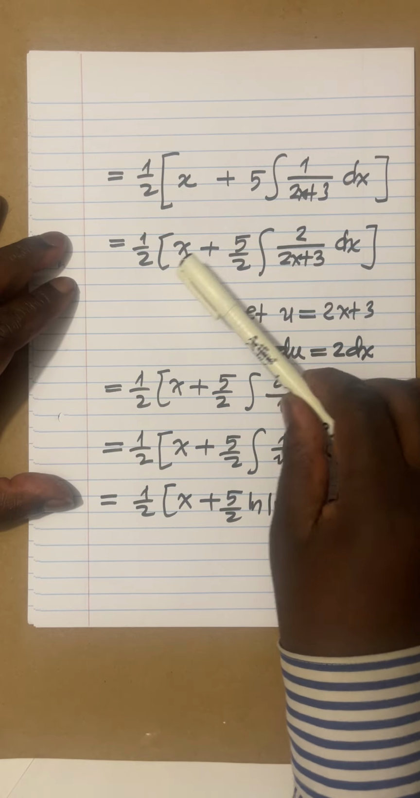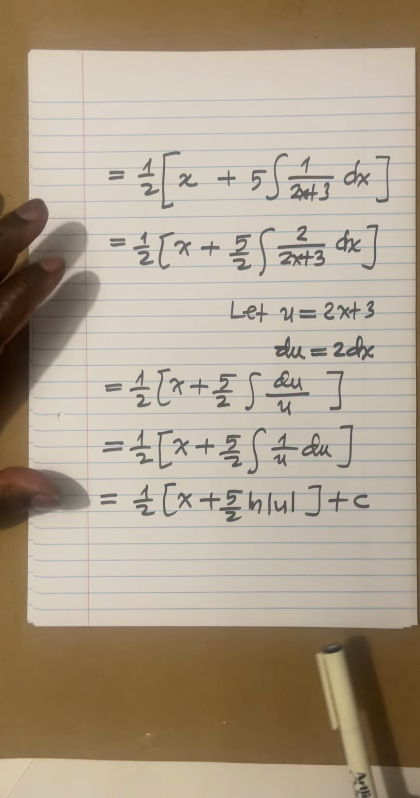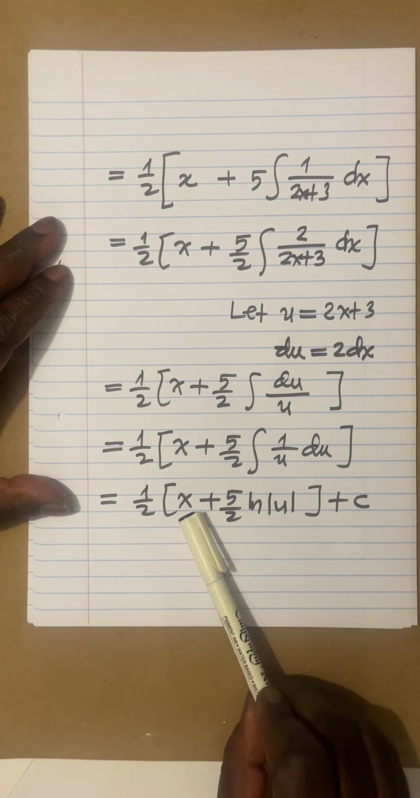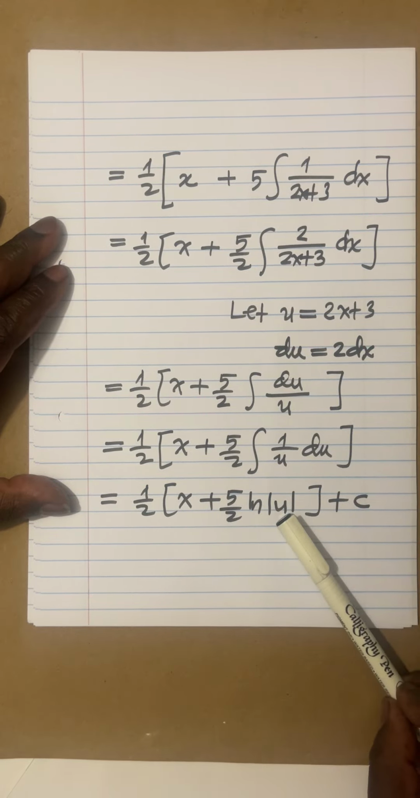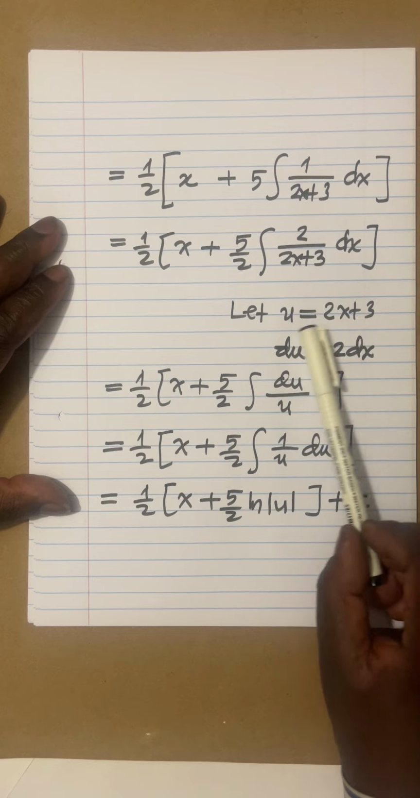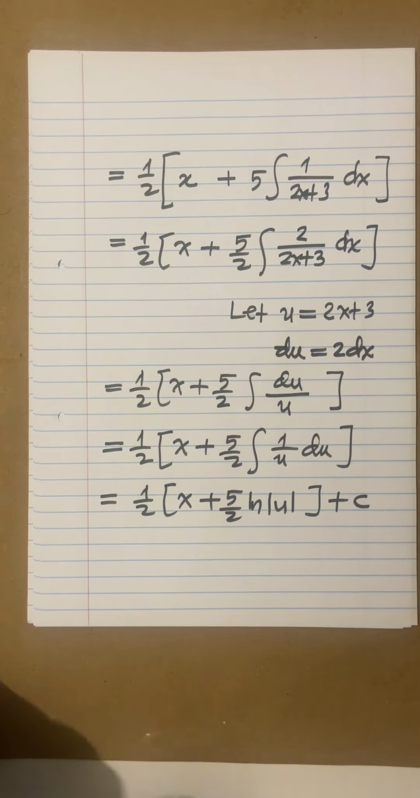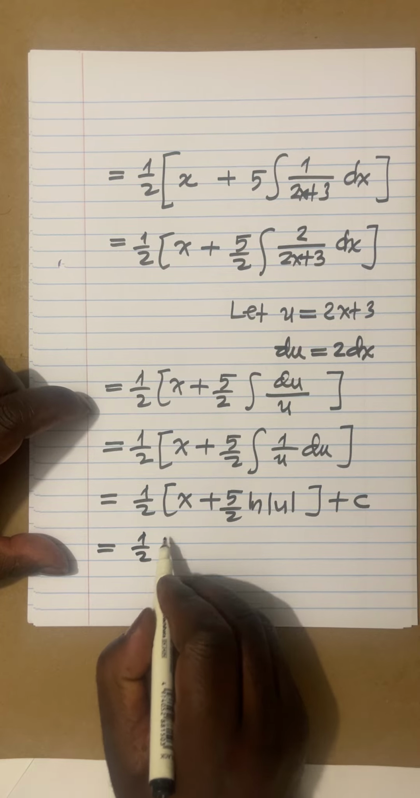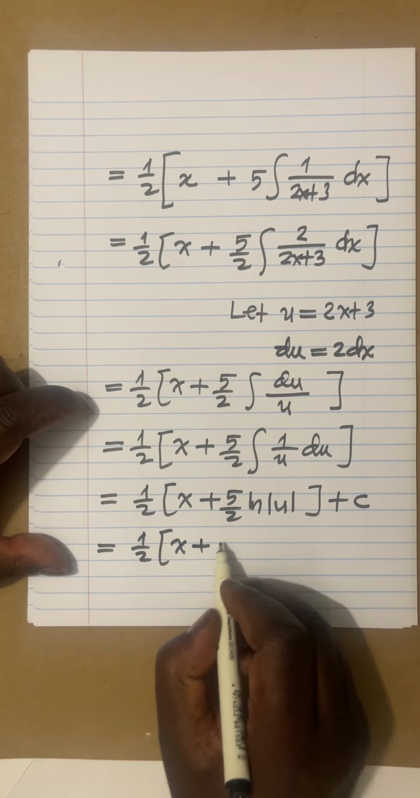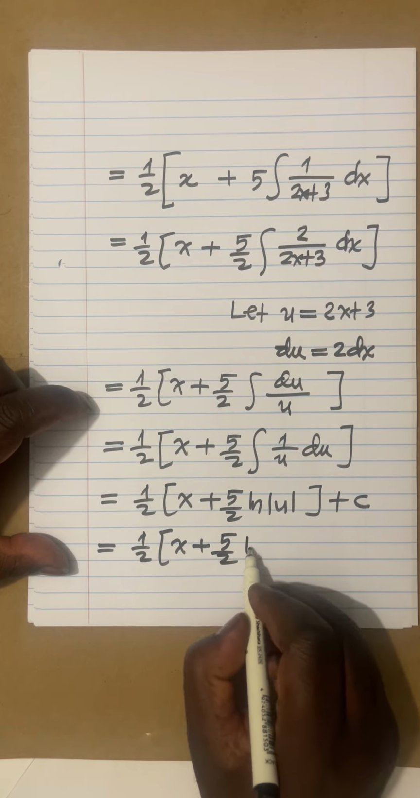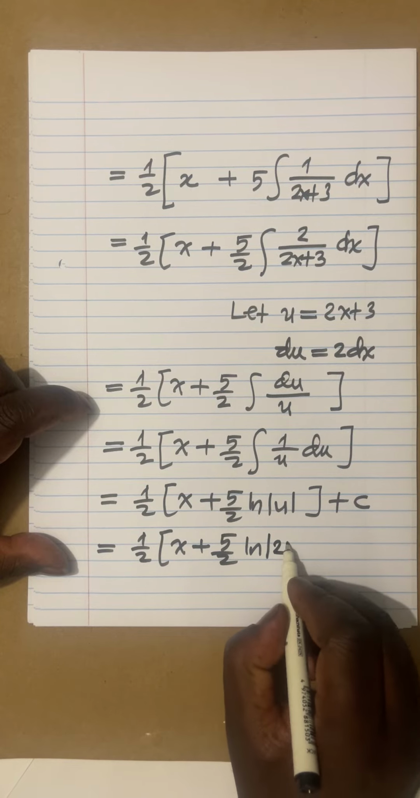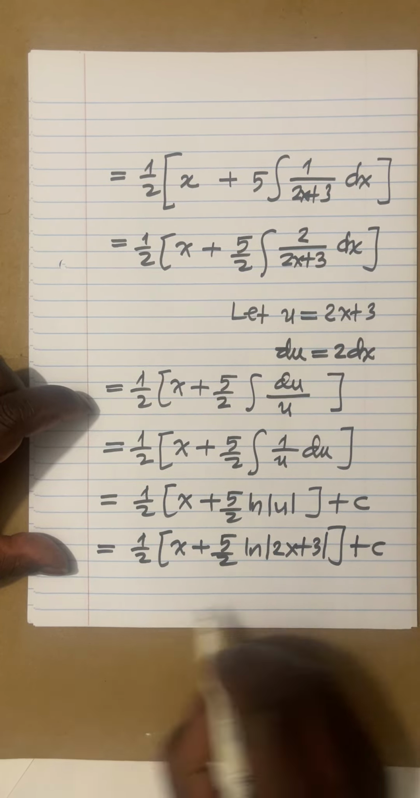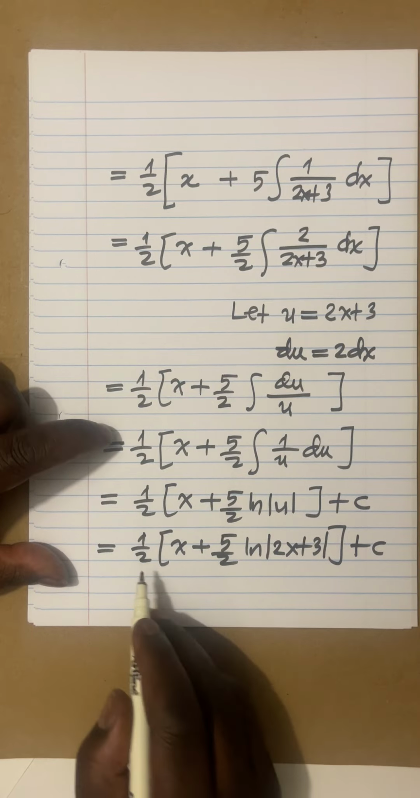The integral I had at the beginning here and the second one. Now, u has to go because my original variable is x. And the connection between u and x, from here you can see that u equals 2x plus 3. So this will change to 1 over 2 x plus 5 over 2, the natural log of 2x plus 3, and then plus c. Multiply by 2 by half throughout.